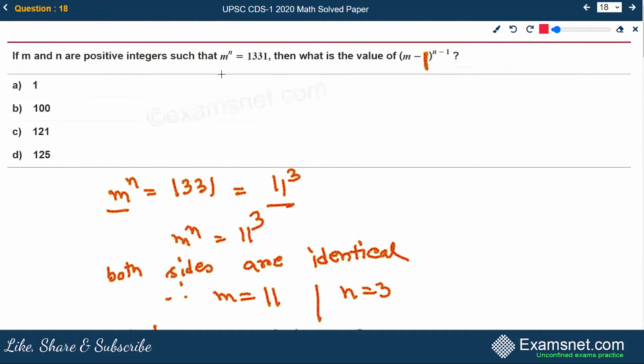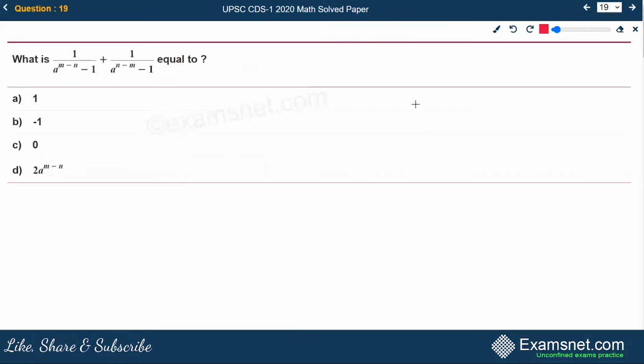Here 100 is the original answer. Option B is the actual answer. In question number 19, we are given: what is the value of the given expression 1 by (1 by a to the power m minus n, minus 1) plus 1 by (a to the power n minus m, minus 1)?